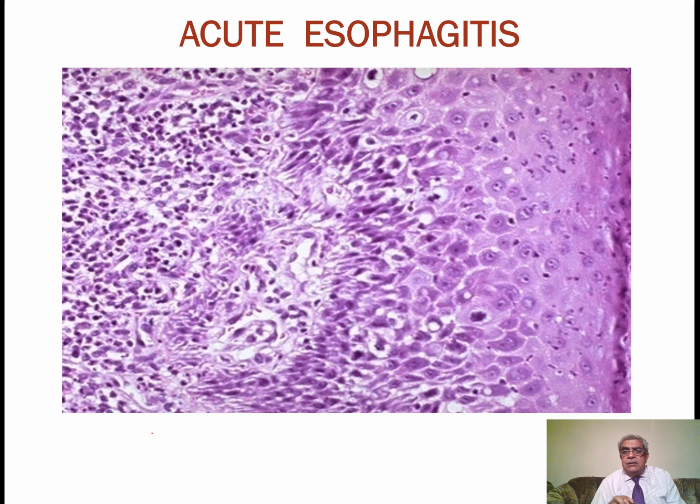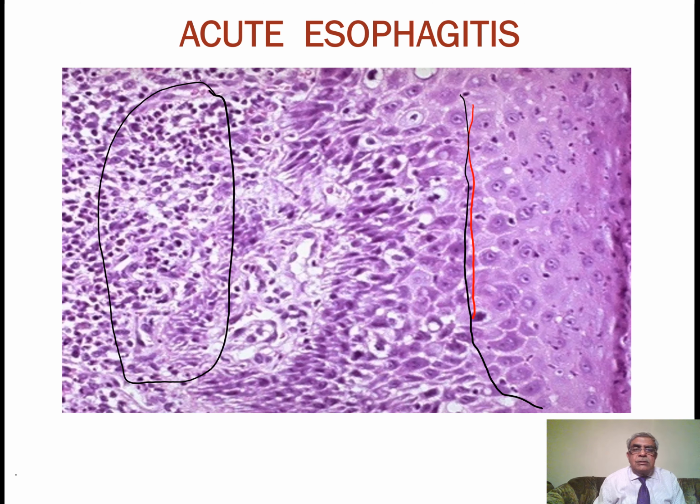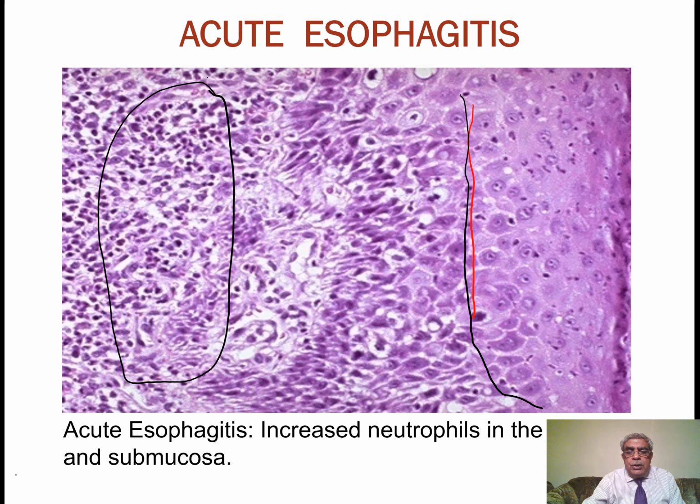Look at this. This is the epithelium. This is the stratified squamous epithelium. And look at the inflammatory cells. Acute esophagitis, increased neutrophils in the mucosa and submucosa, shown here, marked with arrow.